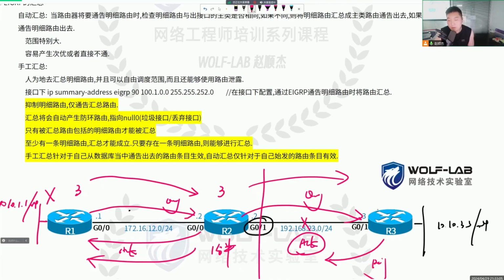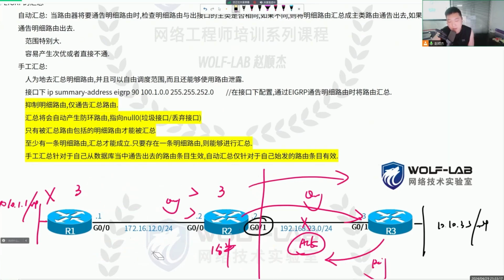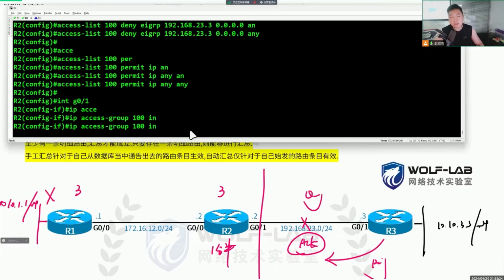Okay, students, then we look at this phenomenon. Through such a filter, we do an operation. So why change the time to 65535? Because for a long time we can't receive R3's hello packets, which causes the EIGRP neighbor relationship to be reset in advance. Students, then come to capture packets.